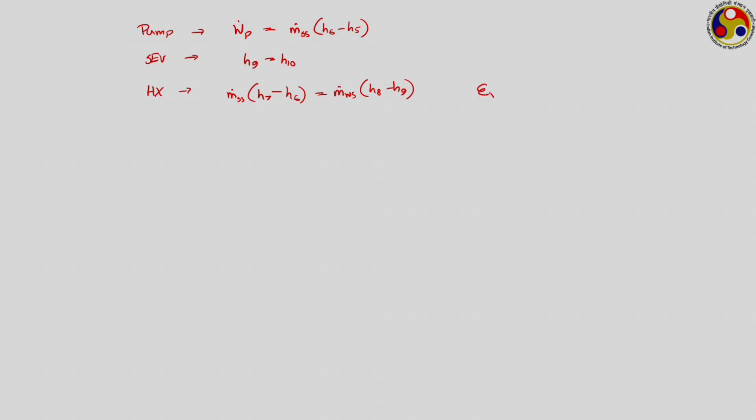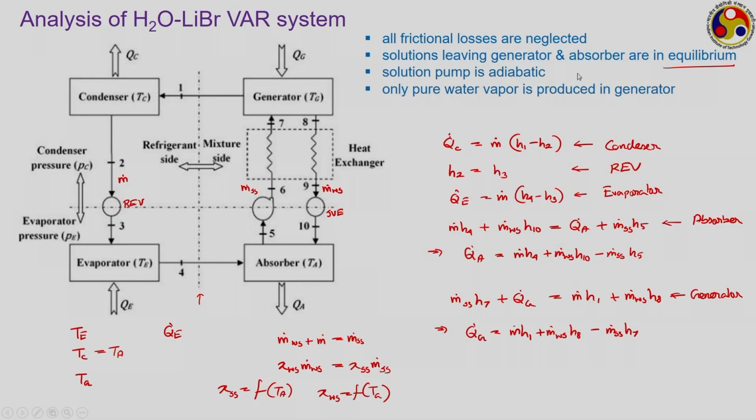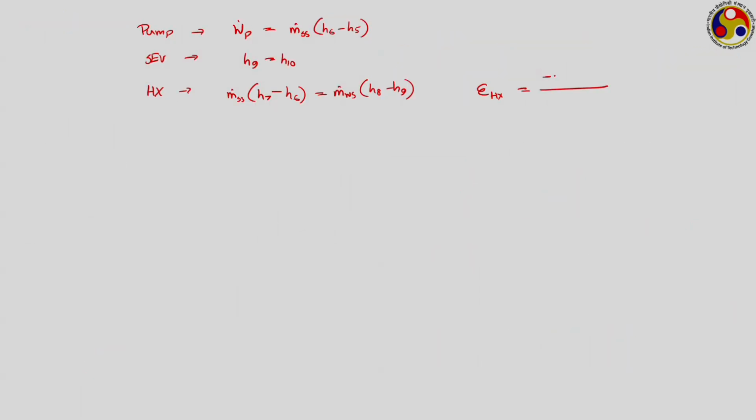the effectiveness for this heat exchanger, and this effectiveness is defined as the actual temperature change the weak solution attains divided by the maximum possible temperature change. The actual temperature change is happening from state 8 to state 9, that is from generator temperature to T9. So, the change is Tg minus T9, and what is the maximum possible change in temperature that can happen, that is Tg minus Ta.